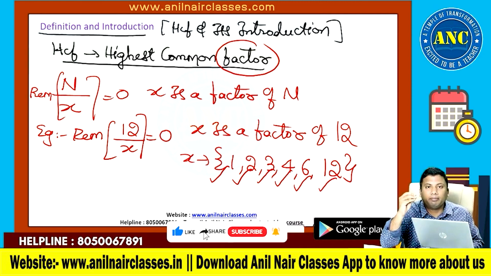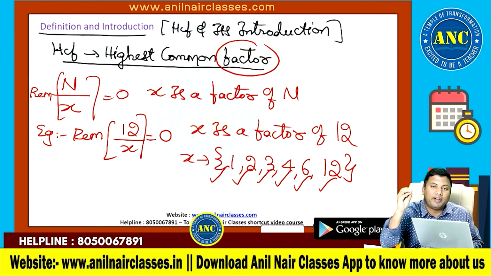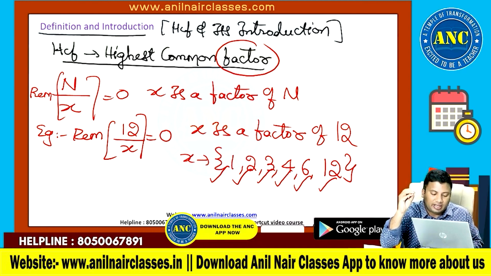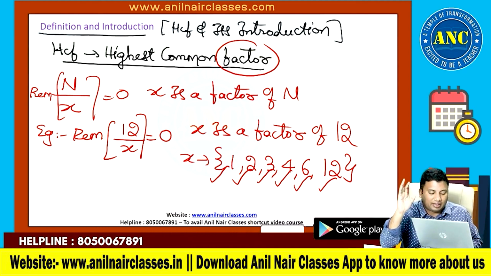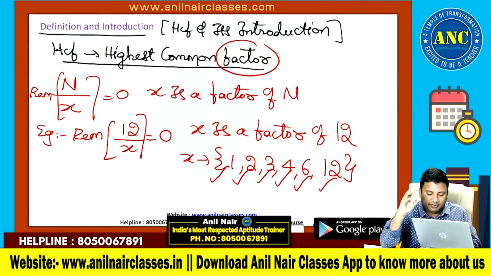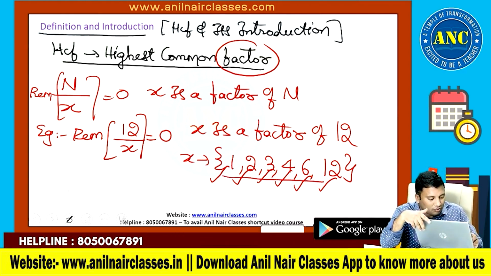When you divide a number by any other number and the remainder is 0, then that denominator is said to be a factor of the numerator. X is a factor of 12. And another point: how did you get these 1, 2, 3, 4, 6, 12 directly?